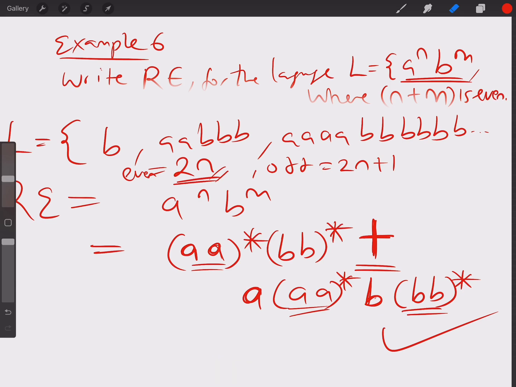But that has to be added with the number of b's. So there must be at least one requisite b, and then bb asterisk, where there's 0 or more, the clean closure of double b's and the clean closure of double a's. So this is the answer to this question. I hope this tutorial helps. I'll see you in another video.